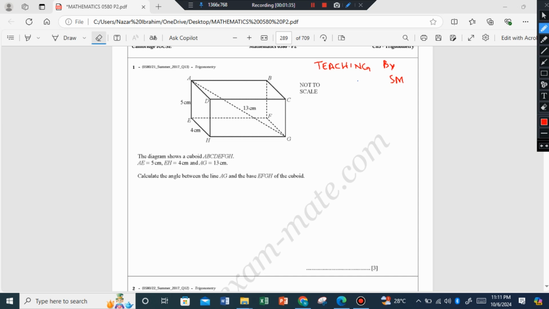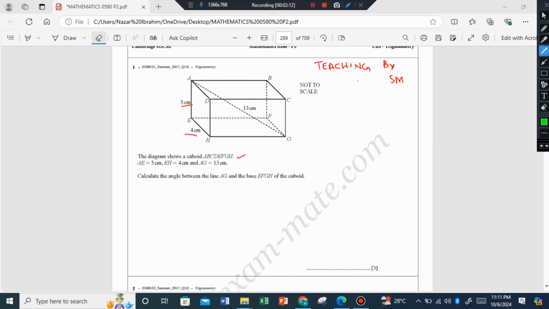The diagram which you can see is a 3D diagram. The diagram shows a cuboid ABCDEFGH, which you can see over here. The dimensions given to us are AE is equal to 5 centimeter, AH 4 centimeter, that is this part, and AG is equal to 13 centimeter, that is this part. Calculate the angle between the line AG and the base EFGH. Base EFGH means the lower part, which you can see over here.